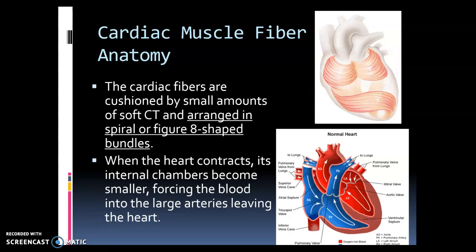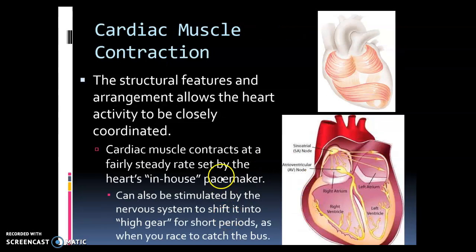The anatomy of cardiac muscle. The cool thing about cardiac muscle is that the muscles in the heart are arranged in a figure 8 shape. So when the heart beats, it actually wrings the heart out. It creates this twisting motion, and that's what pumps the blood out of it, basically squeezing the blood out of the heart. That allows that pumping mechanism to get the blood out of the heart and down into your body so your body can use it.